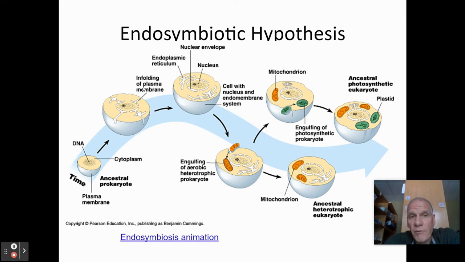Other organelles, such as the Golgi apparatus and the endoplasmic reticulum, probably evolved through the process of invagination, this infolding of the plasma membrane, which helps to increase surface area within the cell. And on those membranes within the cell, there are all sorts of proteins and structures and things like that.